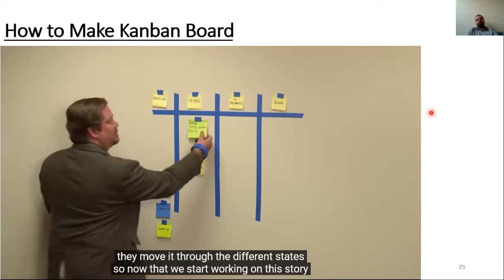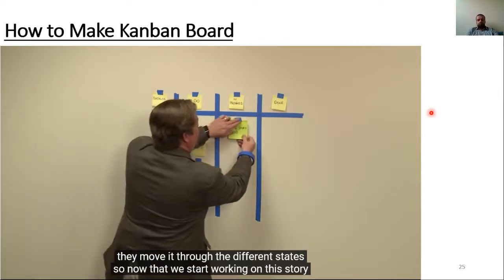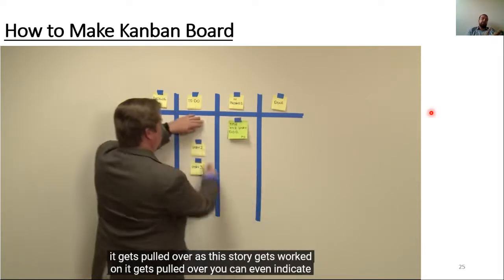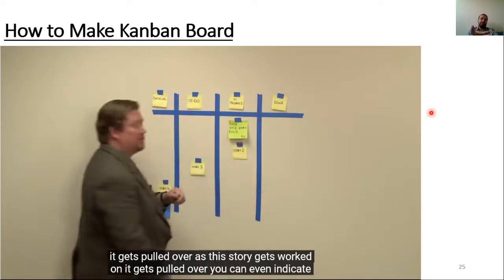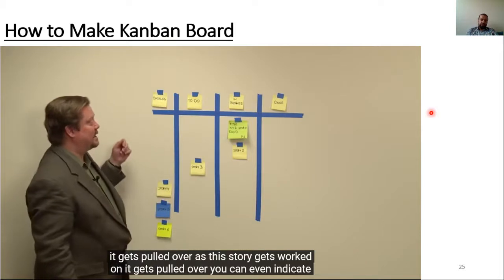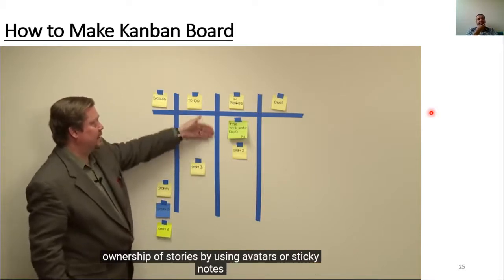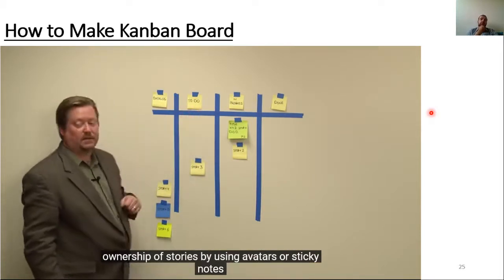So now that we start working on this story, it gets pulled over. If it gets into the process, you put that into in progress. And what happens, you are basically visually giving a sign that your to-do list and your backlog is empty and you can add on more products or orders.